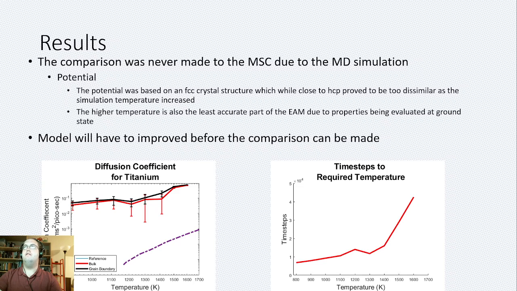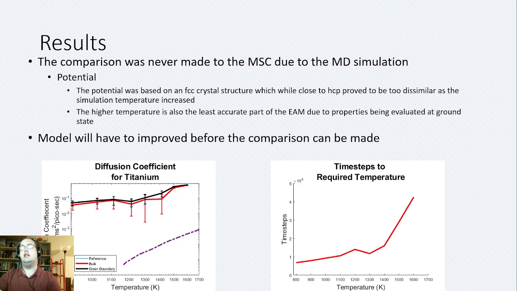And as the temperature increased, if we look over here on the right, the time steps needed to complete a simulation went up dramatically as the temperature increased. You can see a slow climb. There's a bump at 1200, which is the crystal structure transition I mentioned. And then the temperature to time step ratio just increased dramatically, which is also not seen here.